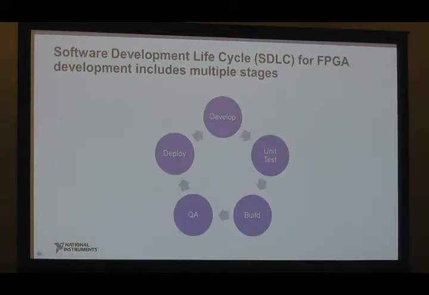So what does the software development lifecycle look like for FPGA development? So I broke it down into 5 major stages: develop, unit test, build, QA, and then deploy. So for this session, we're just going to focus on the first part, the unit testing part of FPGA development, and this constant feedback. We're developing code, test, develop code, test.